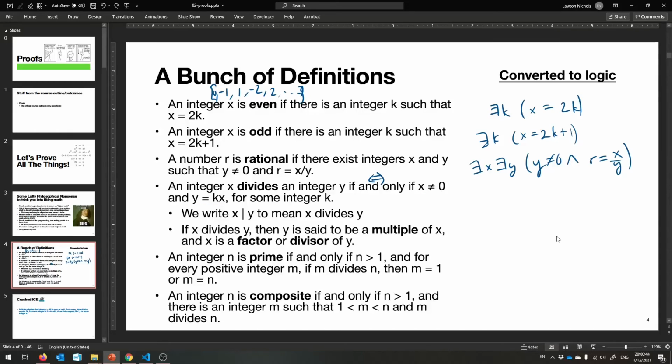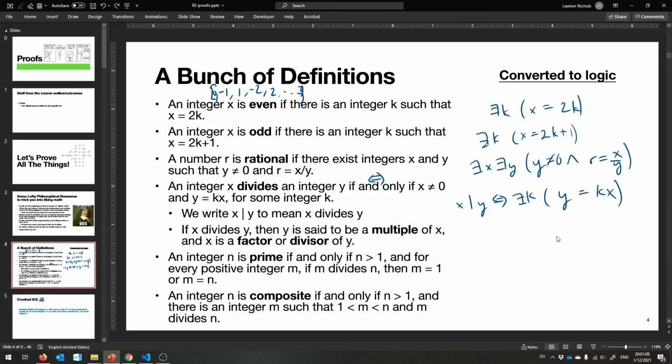All right, so we say that x divides y. It looks like this. We say it like this. x divides y means if and only if there exists an integer k such that y equals k times x. Okay, that's what it means for x to divide y.